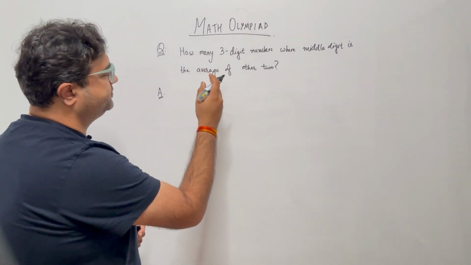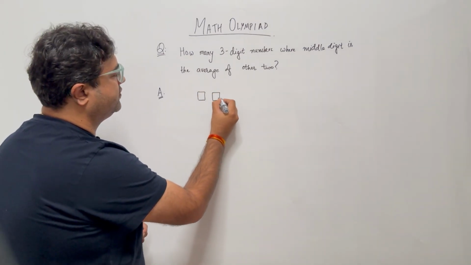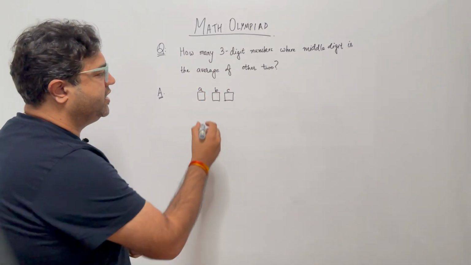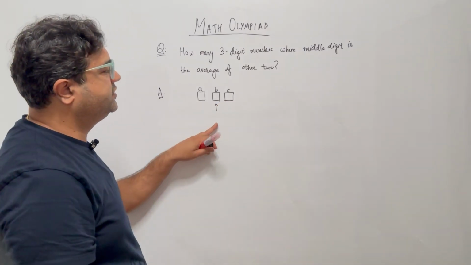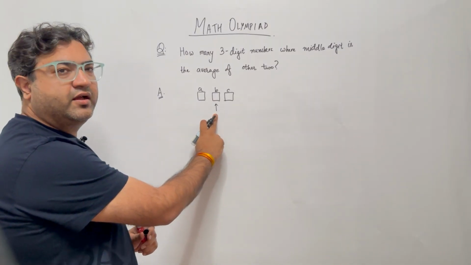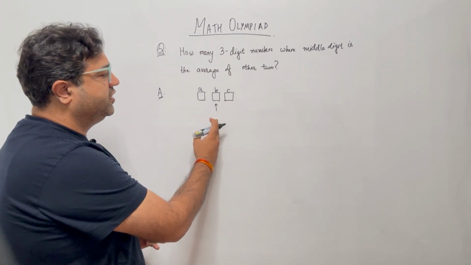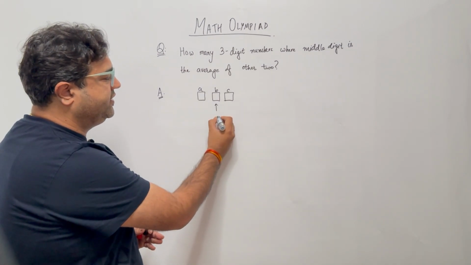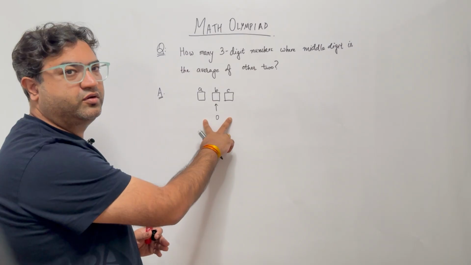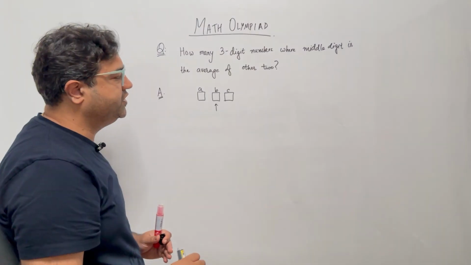So, in one method, let's assume that there is a 3-digit number A, B, and C. Here we have to find all the 3-digit numbers where B is the average of the other two. So we can focus on B first. What values can B take? Can it take the value of 0? If it takes the value of 0, then A and C must both be 0, which is not possible. Otherwise, it will all be 0, 0, 0. So it cannot take the value of 0.